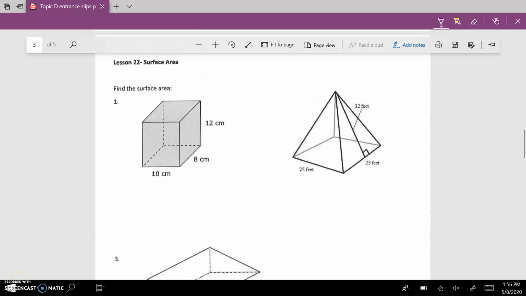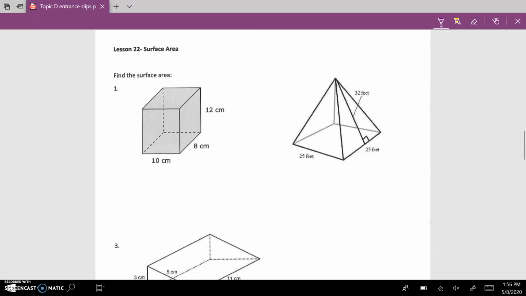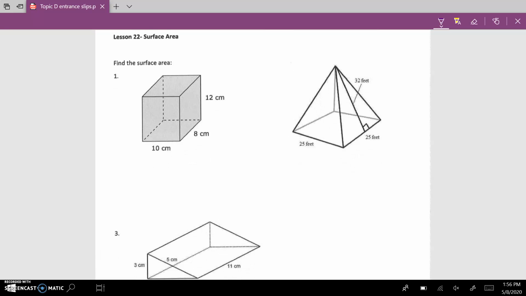Alrighty, here we are on the entrance slips for lesson 22. Still finding the surface area, just with this new type of problem that we have here in the second one. So, number one, we're going to use the formula, the one that we started with in the first lesson.